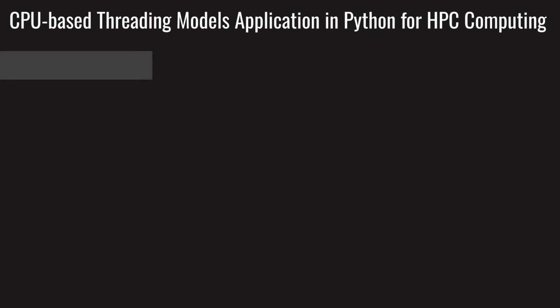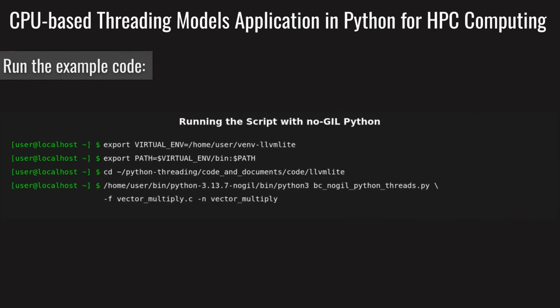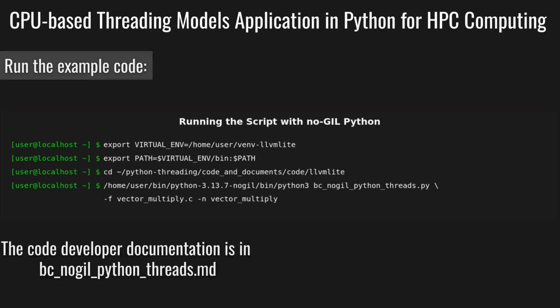Running the example code is simple. Set the necessary environment variables, enter the directory where the code is located, and then execute the script. Note that the code execution will take long enough to allow you to collect the metrics related to the code execution in another terminal window. Remember, the code comes with comprehensive developer documentation located in the same folder.